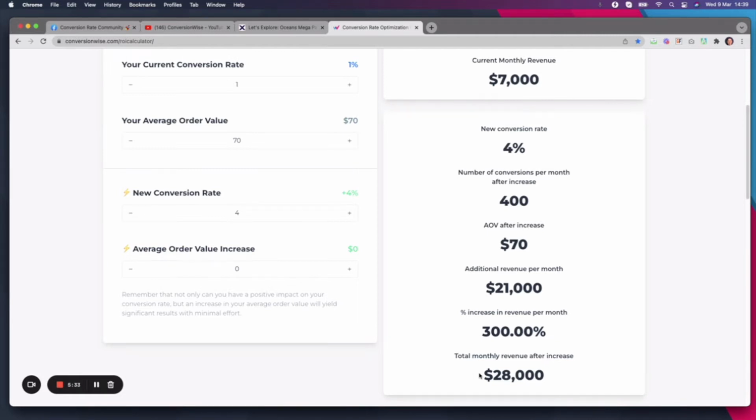I mean, imagine what you can do with that extra $21,000 per month, right? You can then think about scaling. You can reinvest. You'll get better scores for your site. And this isn't even looking at lifetime value. So it's always really, really exciting.